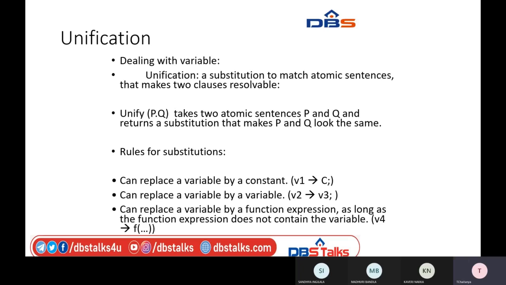The unification is a substitution that matches the atomic sentences to make two clauses resolvable. So we can replace a variable by a constant is the first case. We can replace a variable by a variable is the second case. We can replace a variable by a function is the third case.